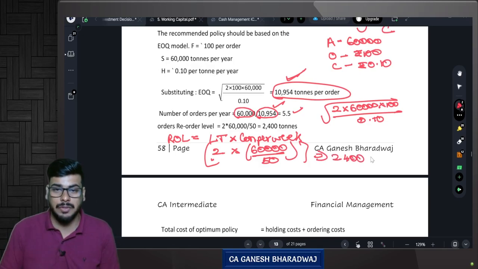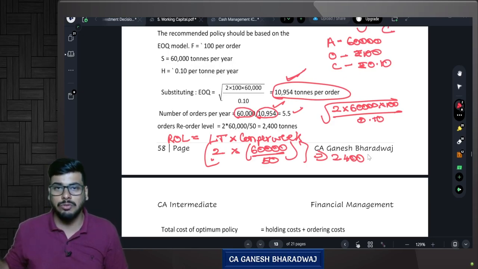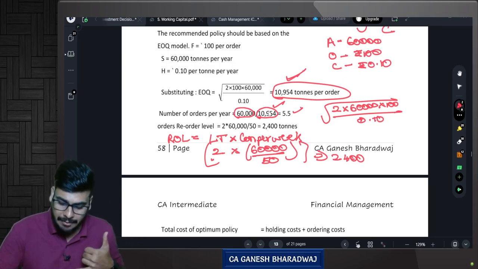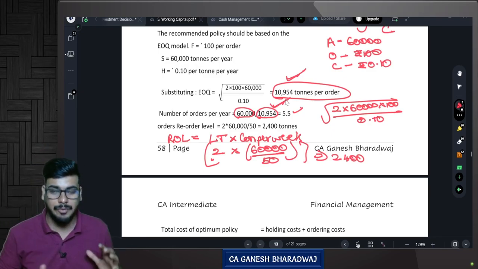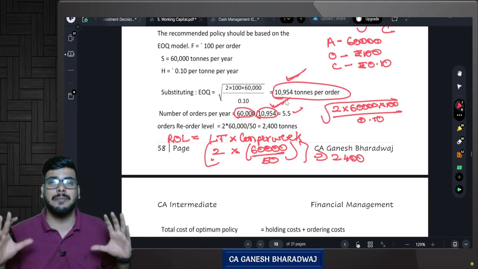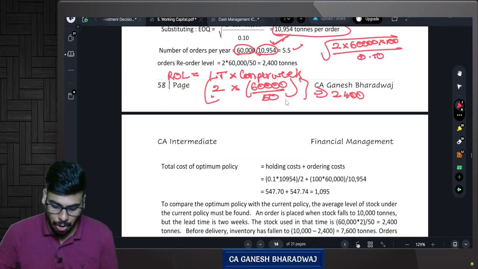So what do you mean by 2,400? The moment my stock balance is reaching 2,400, I will pick the phone and place an order for 10,954 tons. Are you clear with this? And when we do this, automatically your overall cost will be minimum. This is what the concept of EOQ says.